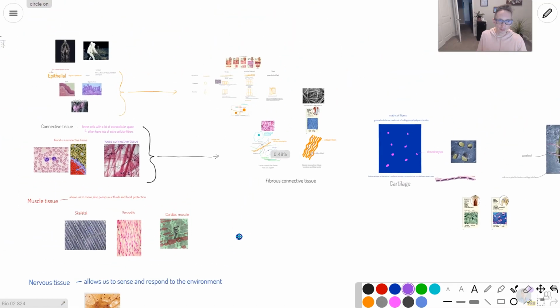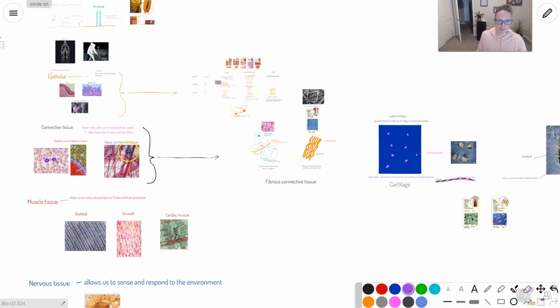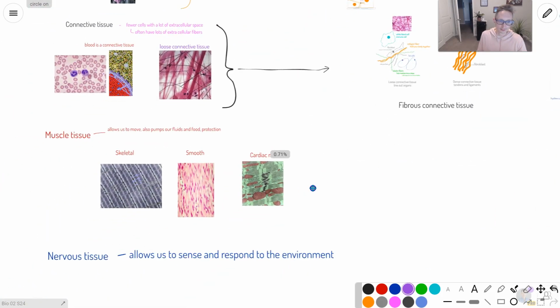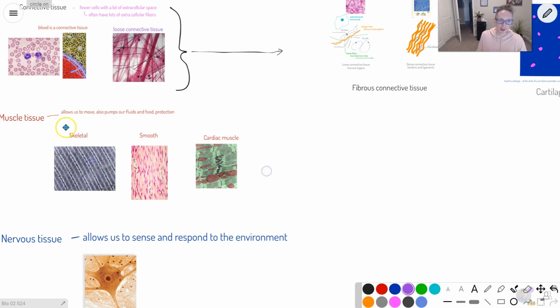Okay, so we've gone through epithelial, connective tissue. Now we're going to do muscle. We've got three different types, so we've talked about these in lab already, and we're just going to go through these again and add a couple other little details.